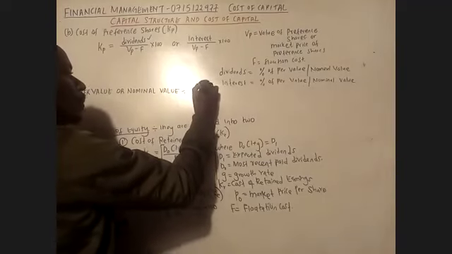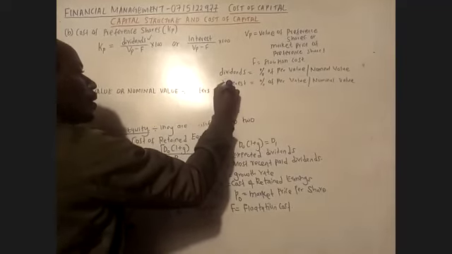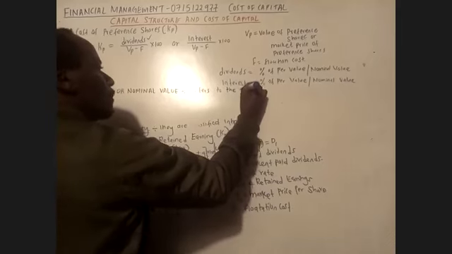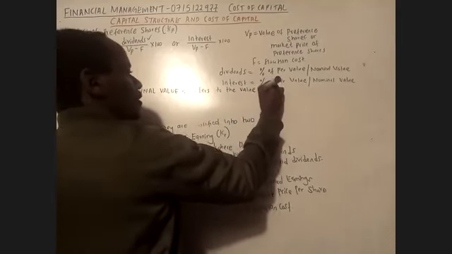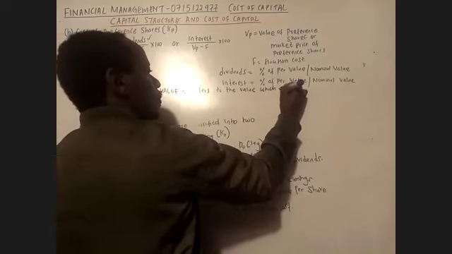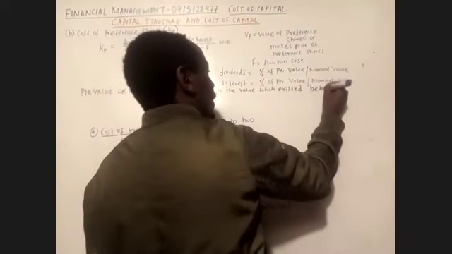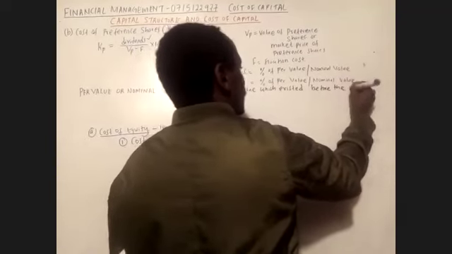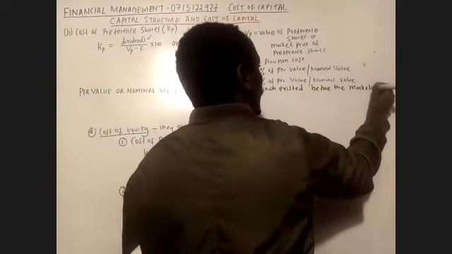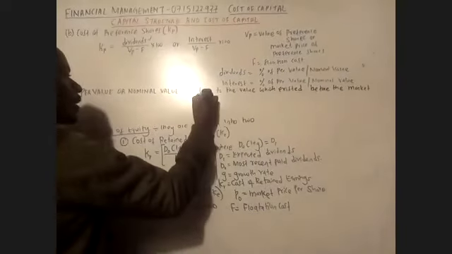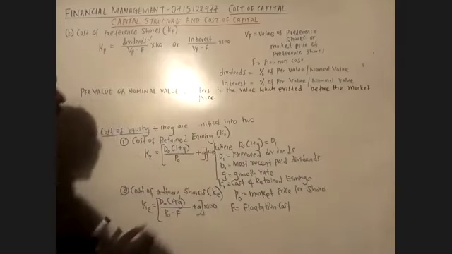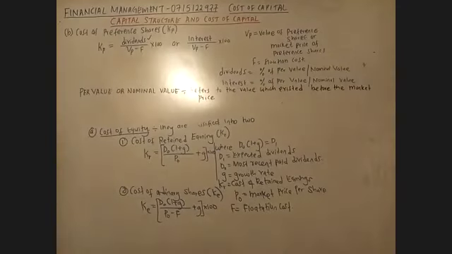the value which existed before the market price. So that value which existed before the market price is what we call the par value.